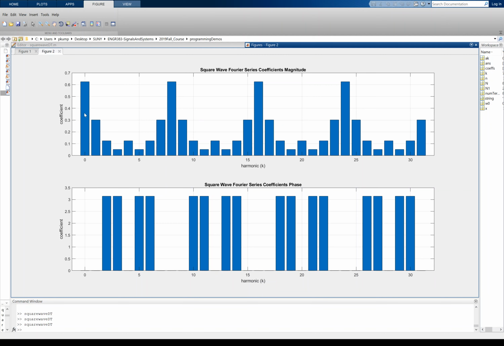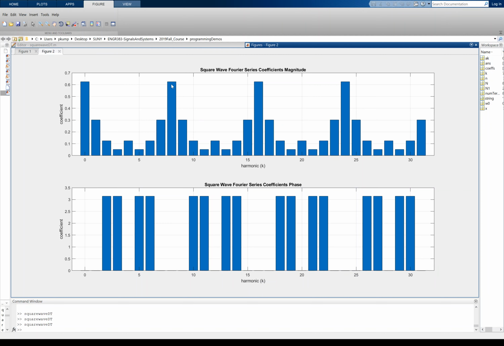So starting with the magnitude, the top plot, you'll see A0, the horizontal axis is K, so this is A0. A0 is about 0.6, a little bit more than 0.6. So that's the DC term, or that's the average value. Then we have 0.3. Remember, the AK is the amount of the ingredient. So we have 0.3 of the first harmonic. You can think of these as like the number of cups or something in your recipe. 0.3 cups of the first harmonic, then maybe 0.1 cups of the second harmonic, third harmonic, fourth harmonic, fifth harmonic, sixth, seventh harmonic, and then it starts to repeat again.